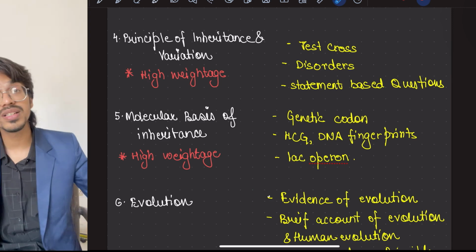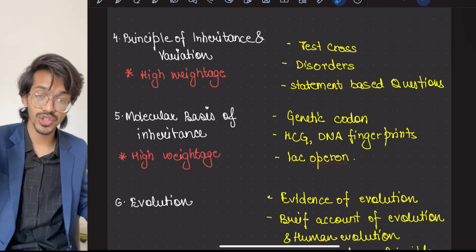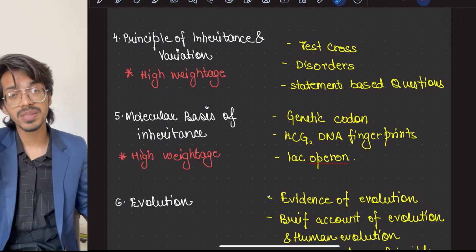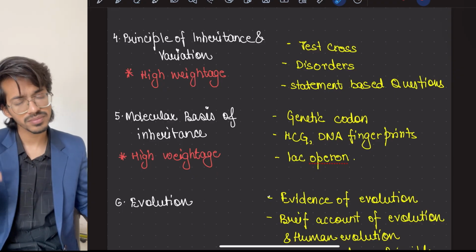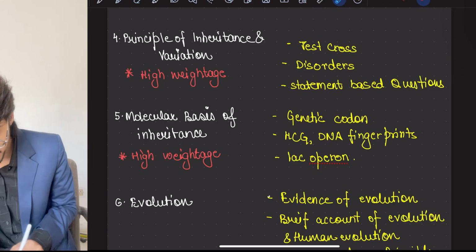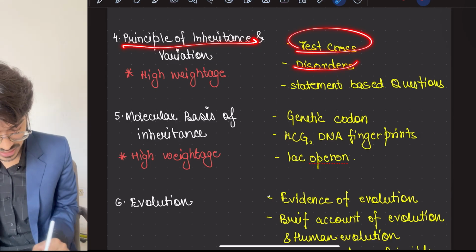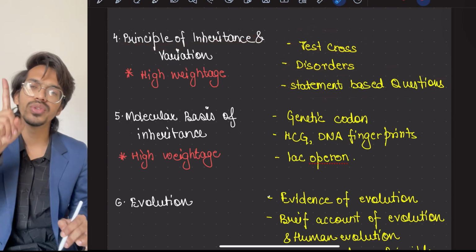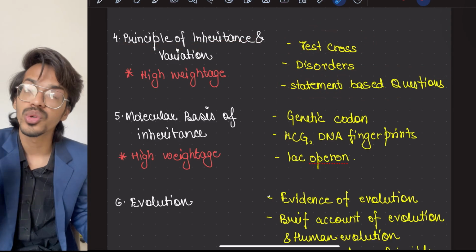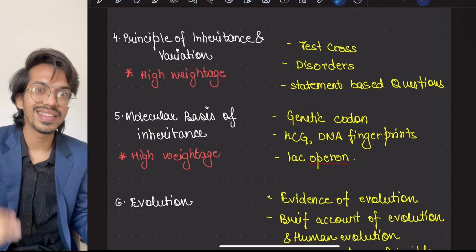Then comes the next unit. This unit is the highest weightage unit of your 12th class, where principles of inheritance, evolution, and molecular basis are present. Principles of inheritance: test cross, disorders, and statement based questions will come. Students are going wrong in this topic only, so read it again, first understand and then do the questions.